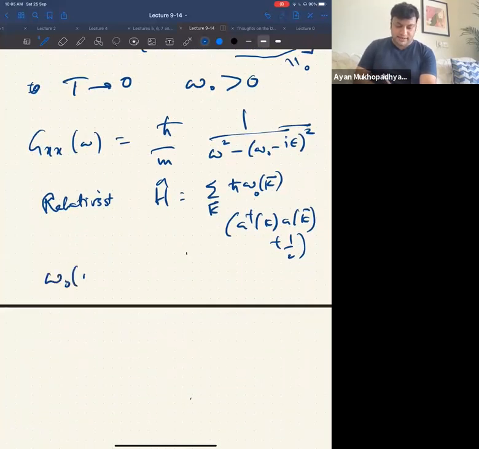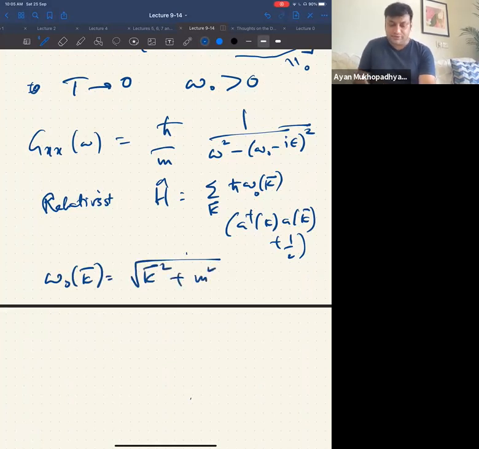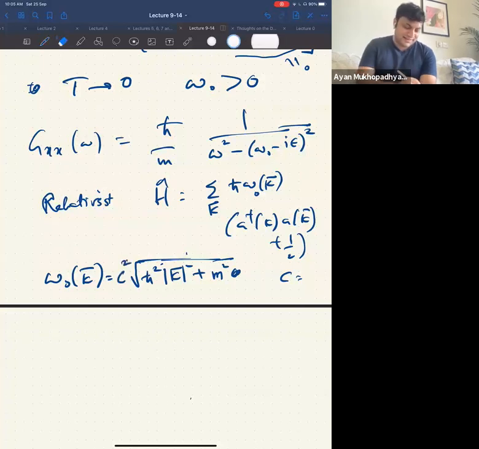So now this ω₀(k) is simply equal to the square root of k² plus m². I'm just using units where c and ħ are 1. If you want me to put back ħ, it's ħ² |k|² plus m², and I would keep c² here. There's an overall factor of c², and I forget it. There's a c to the power 4 and a c. I put c equal to 1 to make my life easy.